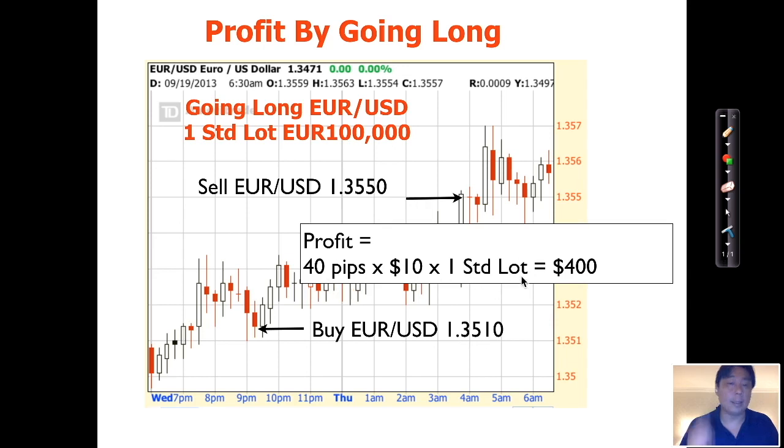And we bought one standard lot, so times 1. If you bought 2 lots, times 2. If you bought half a lot, times 0.5. Make sense? And we multiplied by the dollar value per pip. And the dollar value per pip for Euro USD, which you saw on the table, is $10. Right? So 40 pips times $10 times one lot is $400. Right? So in this case, you made $400. Okay? Again, that is the dollar value per pip per standard lot.